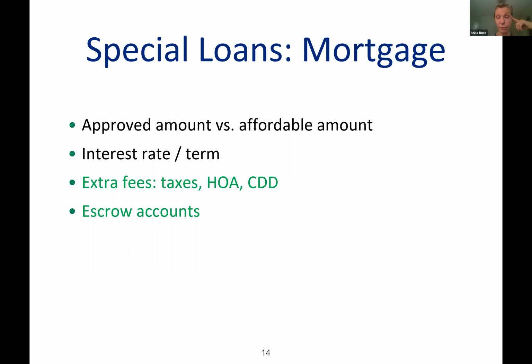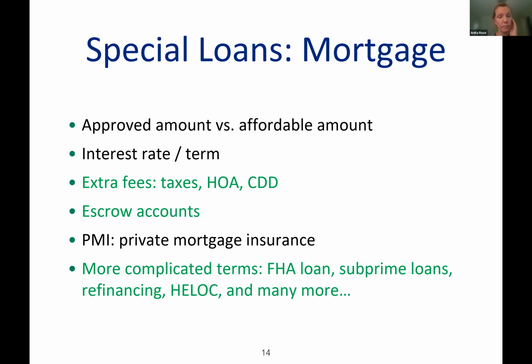But there are extra fees that you need to consider, and as far as qualifying for a mortgage, the taxes factor into qualifying, and so does the HOA fee, if there is one, or any type of development fee that's involved. And then you have those escrow accounts, as I mentioned. PMI, private mortgage insurance: if you want to borrow more than 80% of the purchase price of a house, then you would have to pay private mortgage insurance. That's an extra fee on top of your regular principal and interest payment.